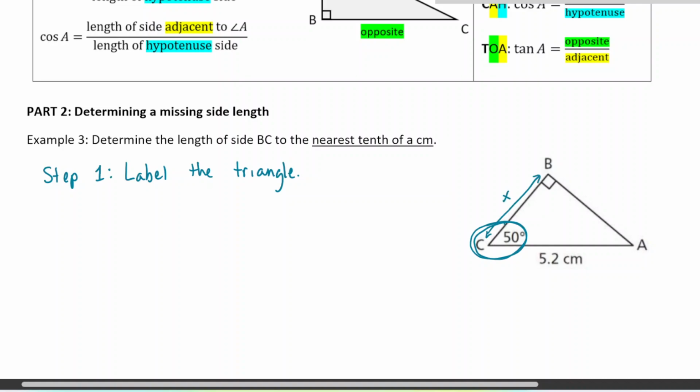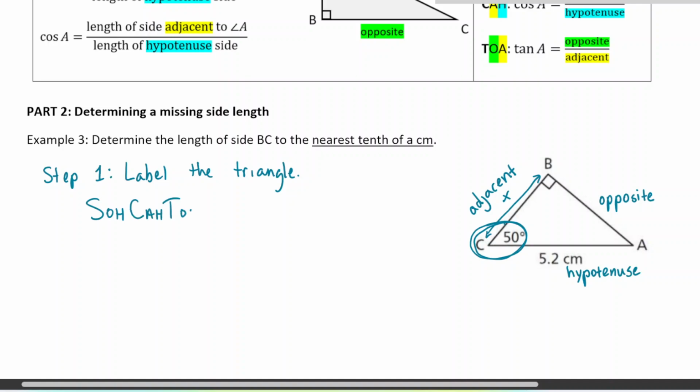Okay, so let's label our sides. This is the opposite side. It's right across. This is the hypotenuse. It's the longest side. It's right across from the right angle. And this is the adjacent. So we have to be strategic. Let's look at SOHCAHTOA.